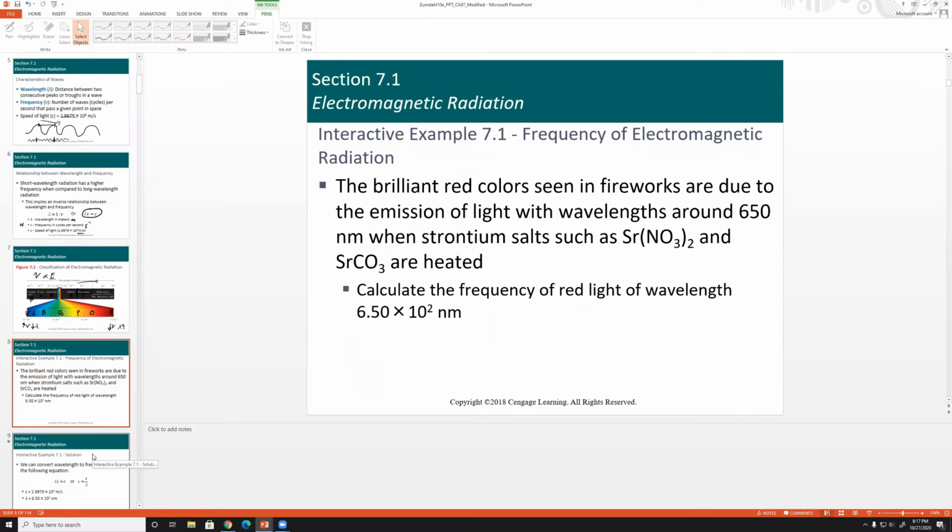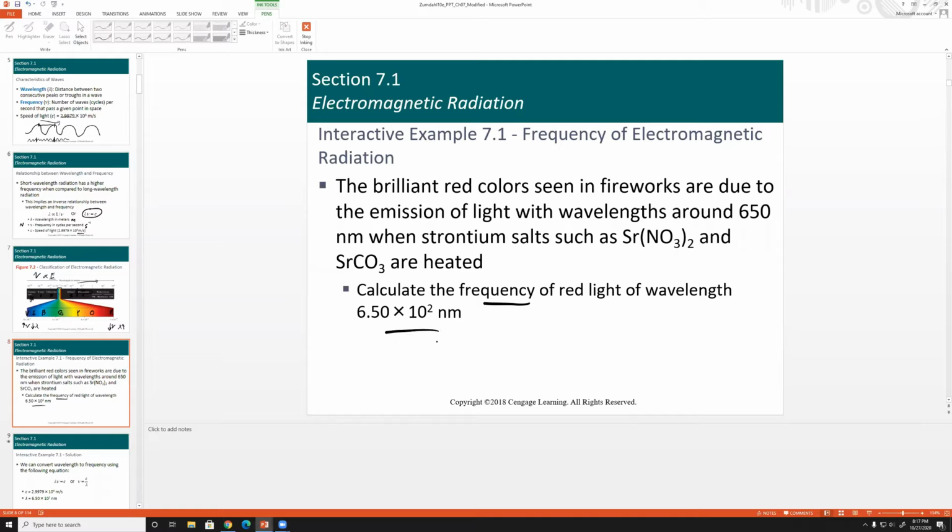Okay, cool. Next, we're going to do some practice. The red colors seen in fireworks are due to emission at a wavelength of around 650 nanometers when strontium salts are heated up. Calculate the frequency of the red light of the strontium when it burns. That is 650 nanometers or 6.5 times 10 to the 2 nanometers. So we're calculating frequency from wavelength.